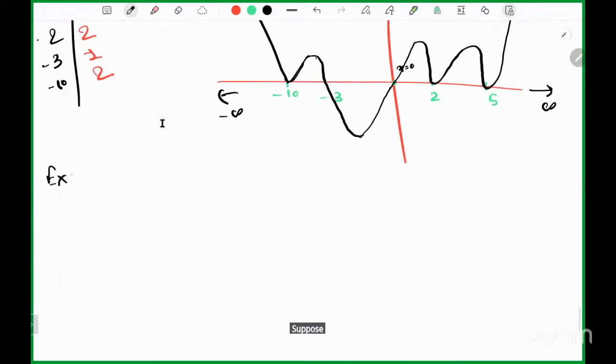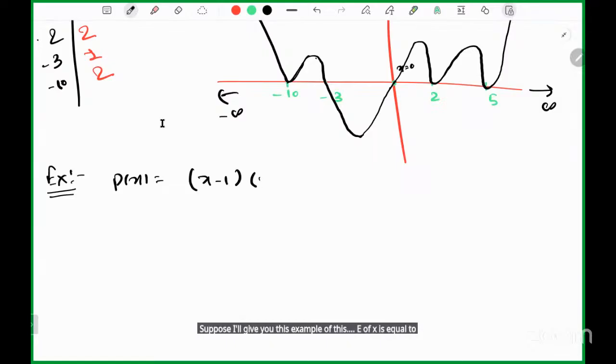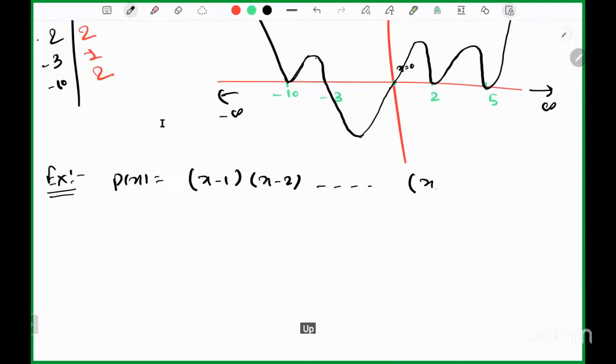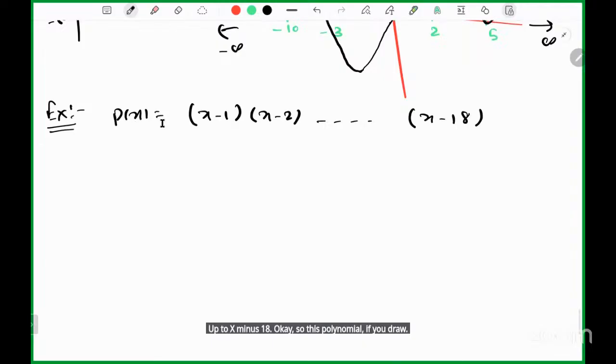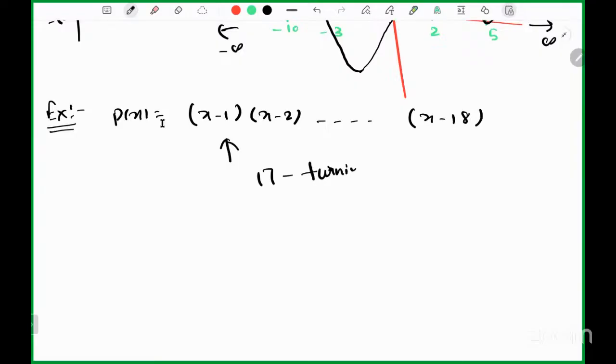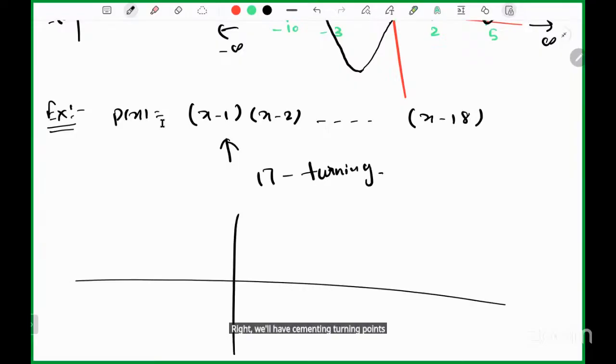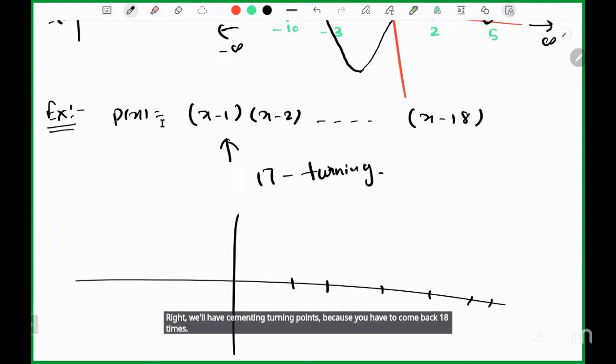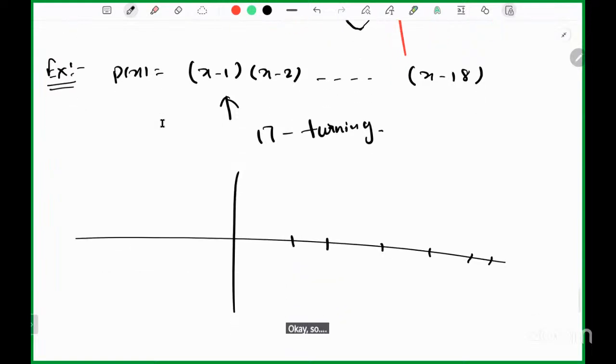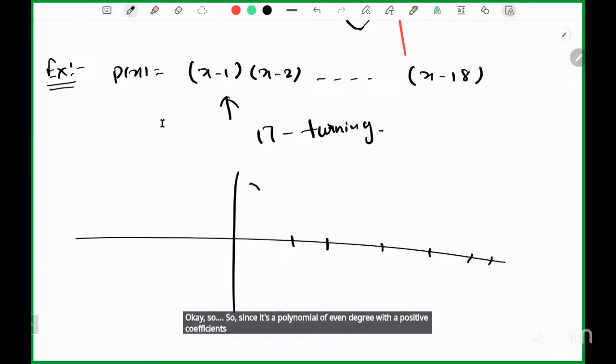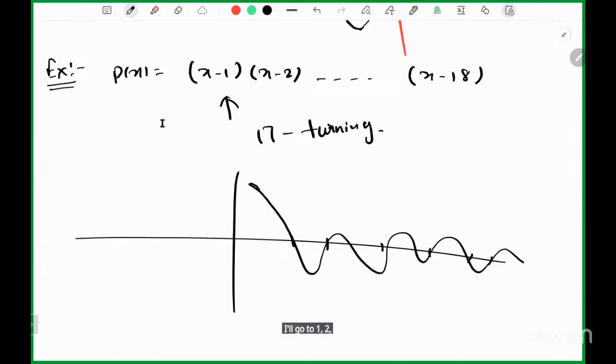You can take an example. Suppose I'll give you this polynomial: P of x equals simply x minus 1, x minus 2, up to x minus 18. If you draw this polynomial, it will have 17 turning points. Why will it have 17 turning points? Because you have to come back 18 times, right? Since it's a polynomial of even degree with positive coefficients, it starts from here, I'll go to 1, 2, 3, so it will look like this. So that's why there will be 17 turning points.